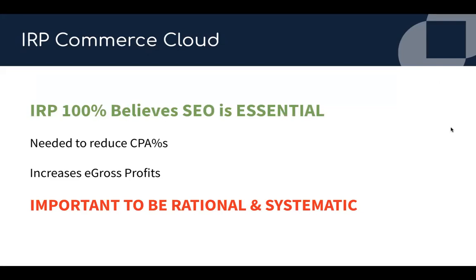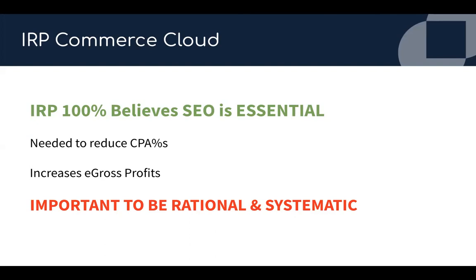Today, the main part of it is around organic, and I suppose there's maybe a perception out there that IRP don't focus enough on SEO, but we certainly believe that SEO and organic traffic is essential to any successful e-commerce business. The main benefit is that it's needed to reduce your CPA percentages, and by having a lower CPA, that will increase your e-gross profits, and that ties back to the calculation that Richard just ran through.